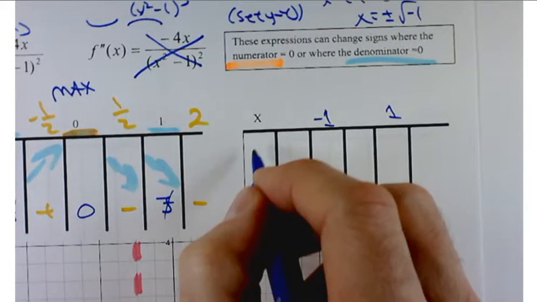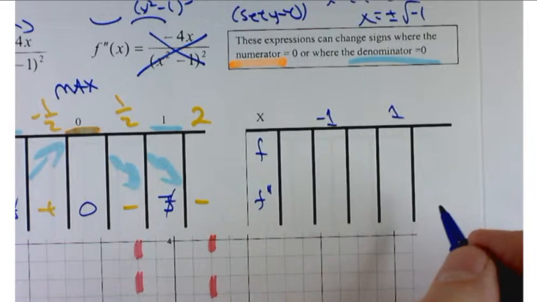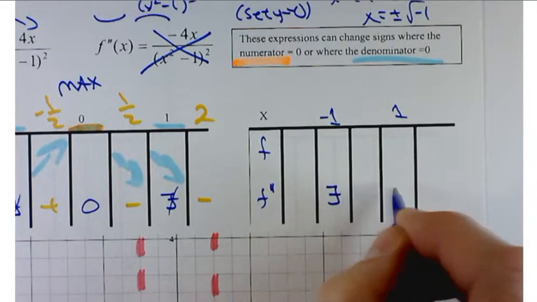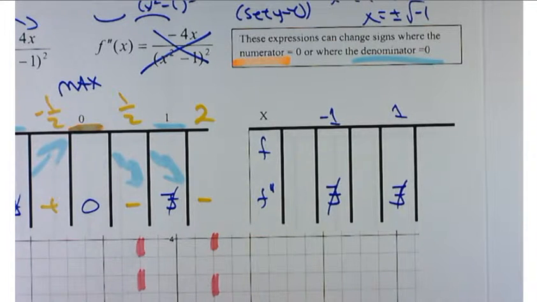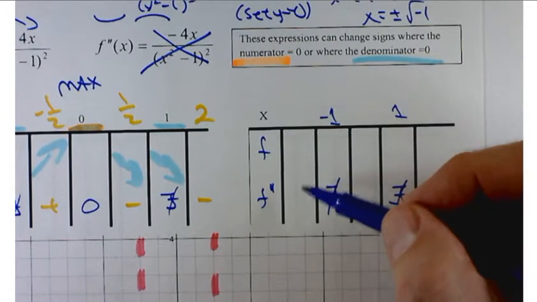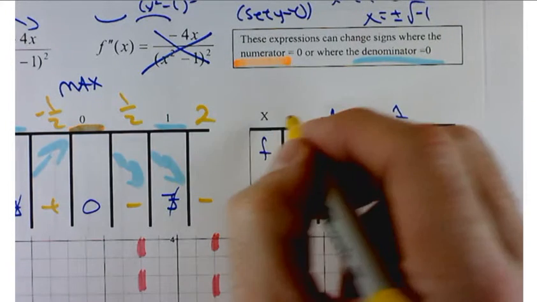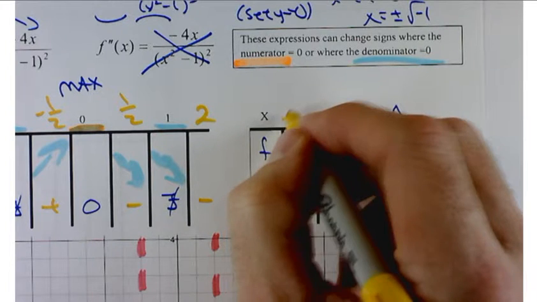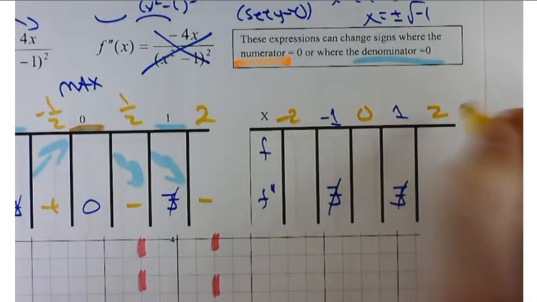So let's enter some stuff in here. F double prime. Again, the function doesn't exist at these points. So let's test some values. Let's go -2, 0, and 2.